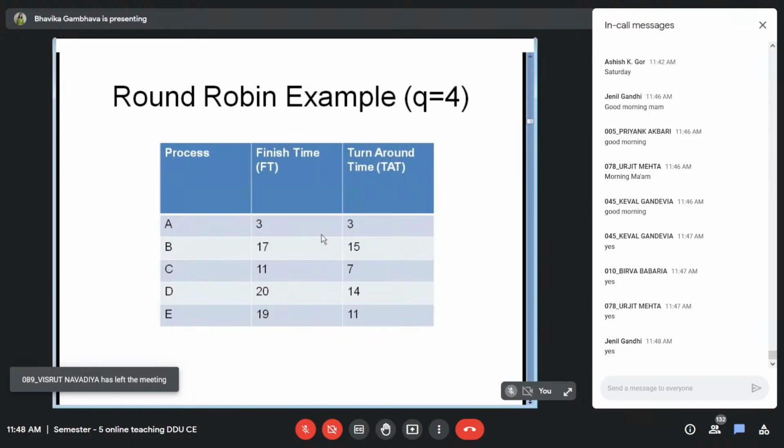If you don't have, please write it down, note it down. For the round robin example, whenever the time quantum is 4, the finish times of A, B, C, D, E were respectively 3, 17, 11, 20 and 19. And this is the turnaround time. Have you all completed up to so far?